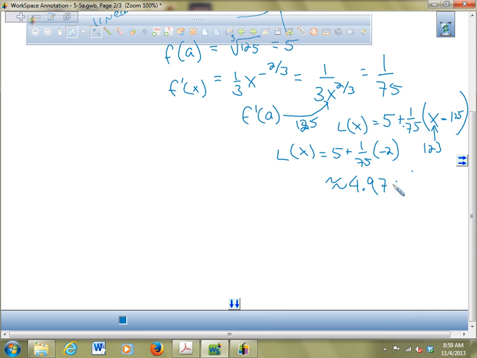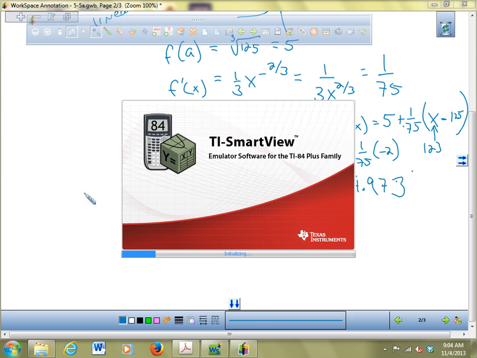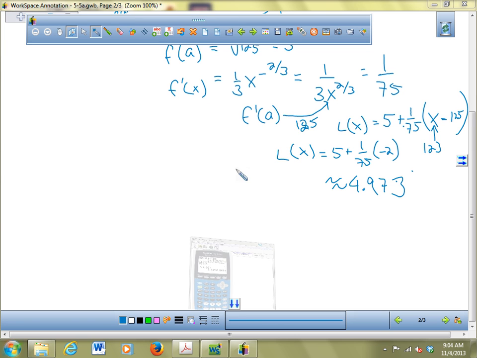And then again, if you did that on your calculator, the cube root of 123, just to see how far off I am. You're really close, okay? What are you close to? To the cube root of 123. So this value would be very close to the cube root of 123. So you're using a line to find that value rather than the curve.